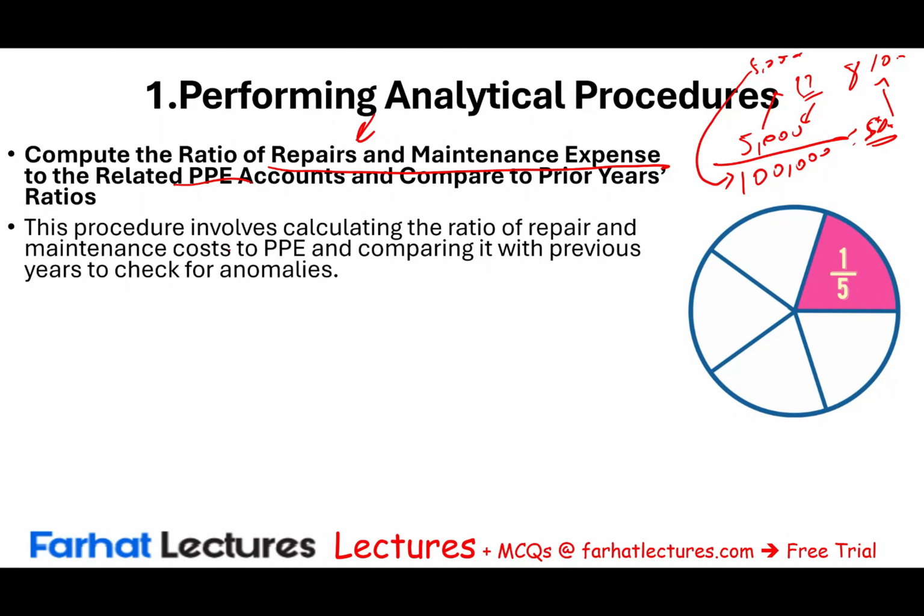So this procedure involves computing the ratio of repair and maintenance to PP&E and comparing this with the prior year, looking for anomalies. Anomalies could happen. For example, I'll tell you one experience I had. Once we were auditing a condominium, a condo, and what happened that year, they had a major breakage in their water system, and they spent around $250,000 on repair.